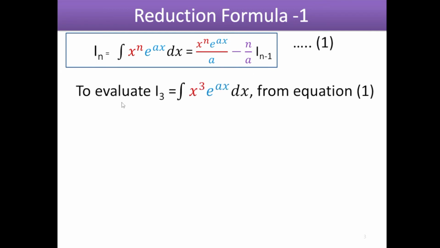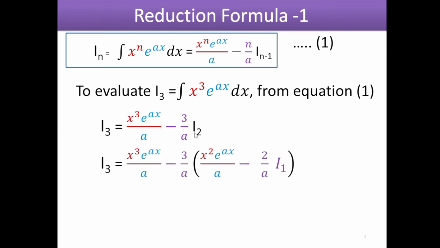Now, as an application of this reduction formula, evaluate the integration of x cubed e to the power ax, taking n equal to 3. From equation 1 we get the value of I3 as this. By putting n equal to 3, we get x to the power 3 e to the power ax by a minus n by a, which becomes 3 by a, and I n minus 1 becomes I2. This is the reduction formula of I3 with I2.